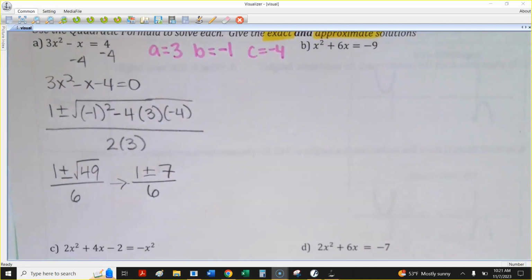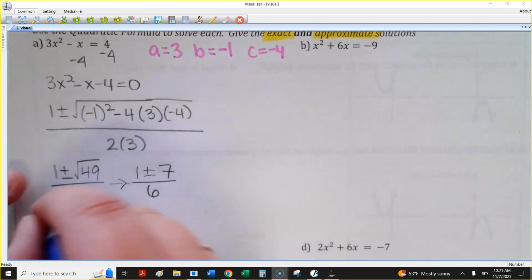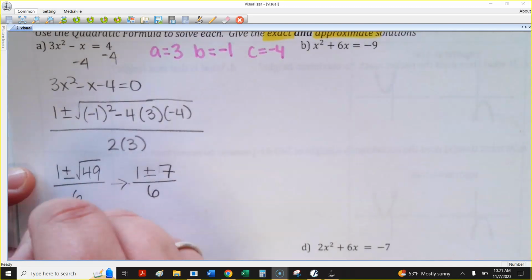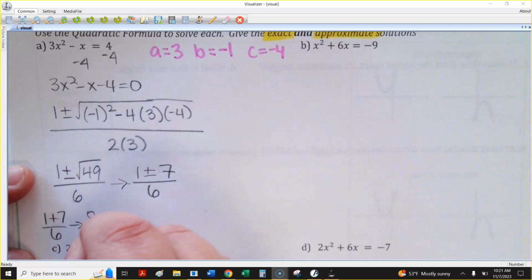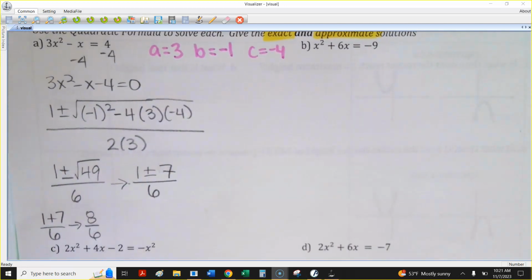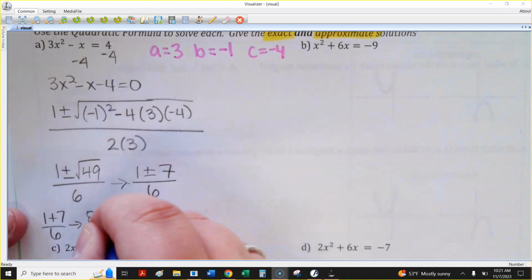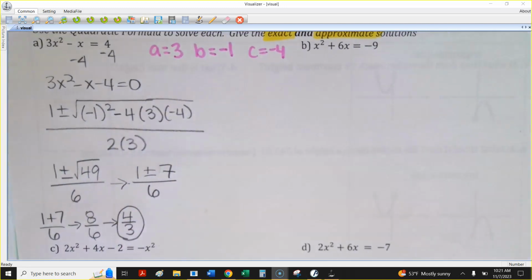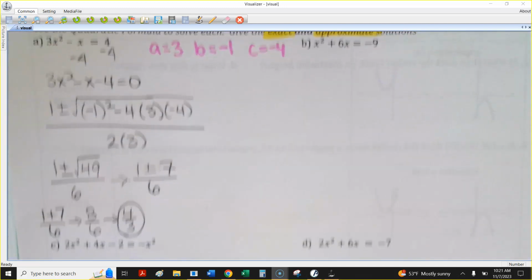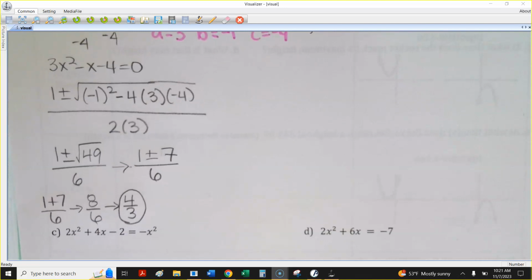So then, to get my 2 answers, I'm going to do 1 plus 7 divided by 6, which would give me 8 over 6. And if it's something you can reduce, make sure you do that. Both 8 and 6 are divisible by 2, so the reduced version means one of my zeros is 4 over 3. If we were putting this on a graph, it would cross the x-axis at 4/3.